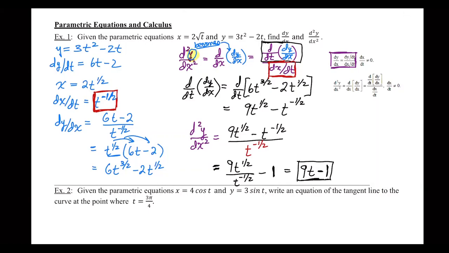Sorry, let me pause. All right, so number 2, given the parametric, so far the same, write an equation of the tangent line to the curve at the point where t is equal to 3 pi over 4. So a couple of different moving parts here, and they're both pretty important. One, you see tangent line.